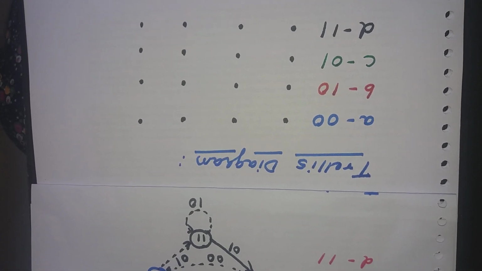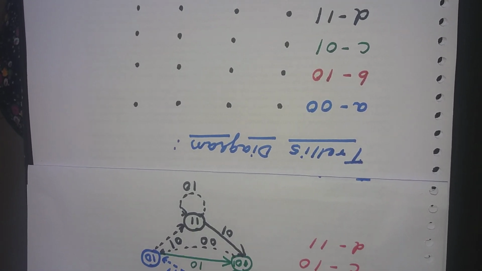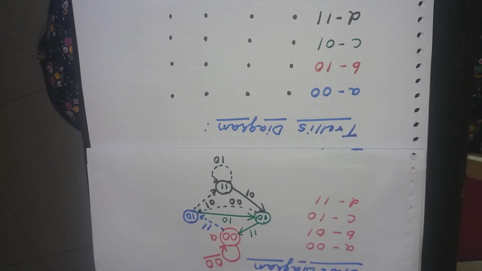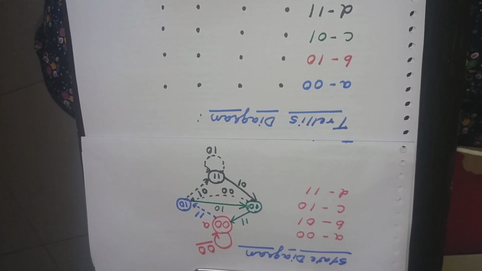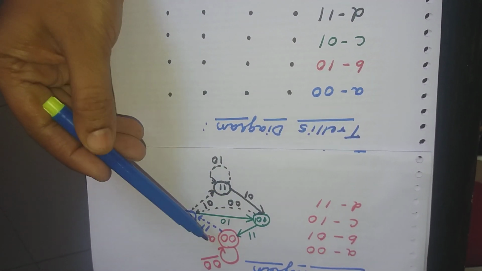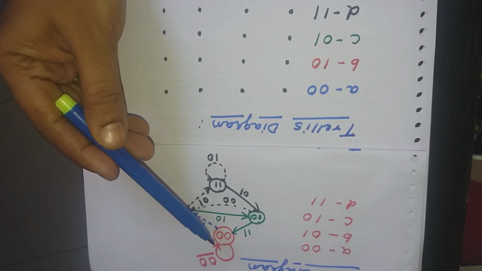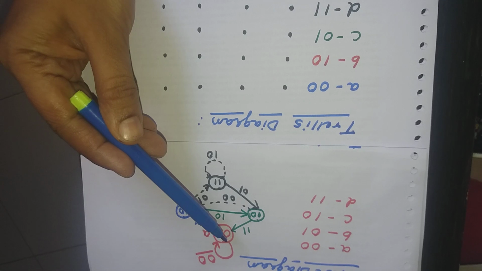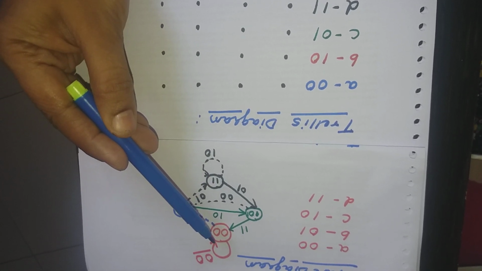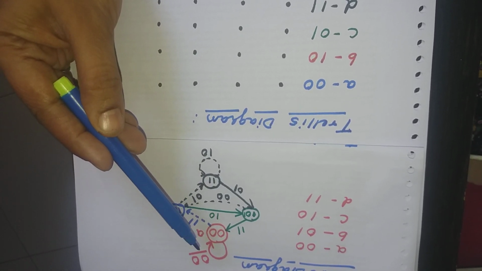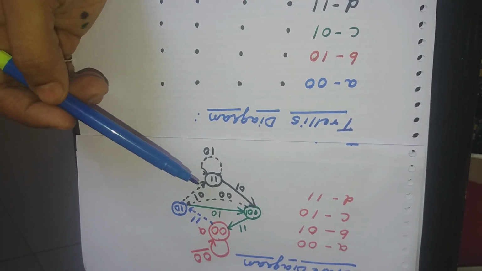Now to draw the trellis diagram, we need to take help of the state diagram or state table. Let's look at the state diagram. Consider we are in state 0 0 and the input applied is 0. Then the next state is 0 0. We remain in the same state with output equal to 0 0.